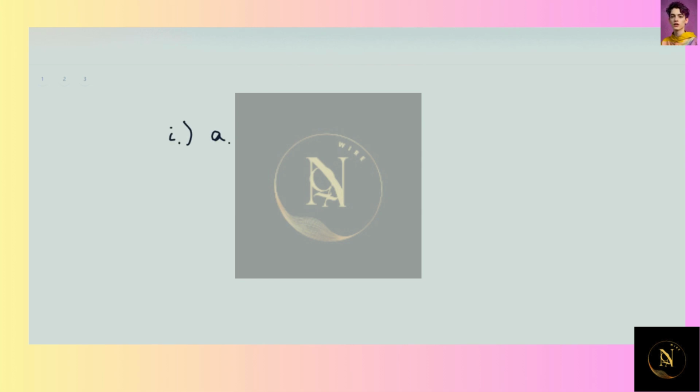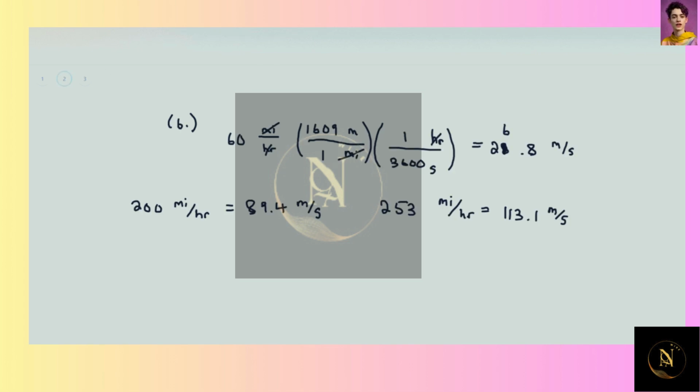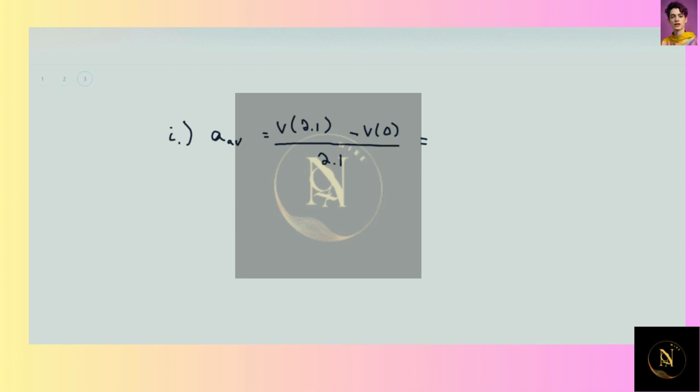The average acceleration from 0 to 2.1 seconds is defined to be the velocity at 2.1 seconds minus the velocity at 0 seconds over the time between that, which is just 2.1 seconds. We calculated these in meters per second on the previous page. So v of 2.1 is 26.8, and v of 0 is just 0. When you plug this in, you get 26.8 minus 0 over 2.1, or 12.76. This is in meters per second squared now.